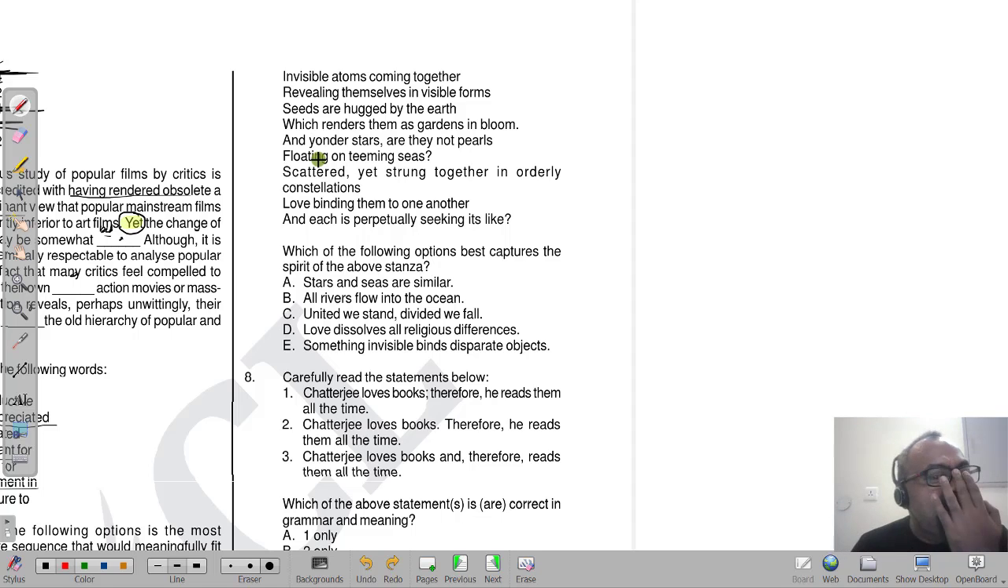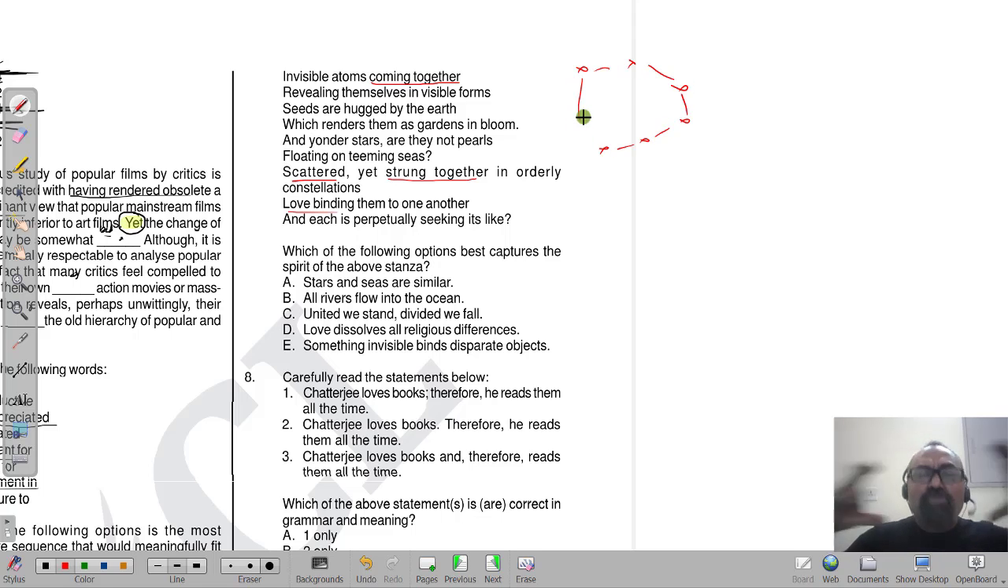So immediately you get a sense: invisible atoms, things are coming together and becoming something. Seeds are hugged by the earth, which renders gardens in bloom. Stars are like pearls, scattered yet strung together in orderly constellations, love binding one another. So you have a lot of different things that are strung together, connected together. That's the sense that you get. These are all invisible atoms coming together to create something that is visible.